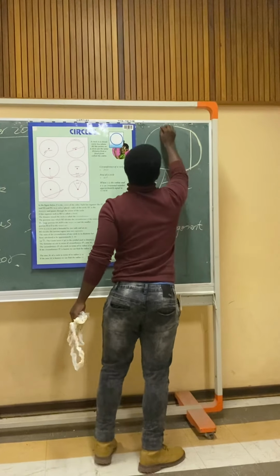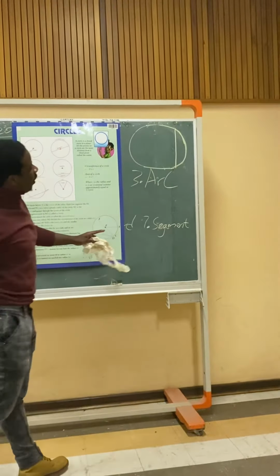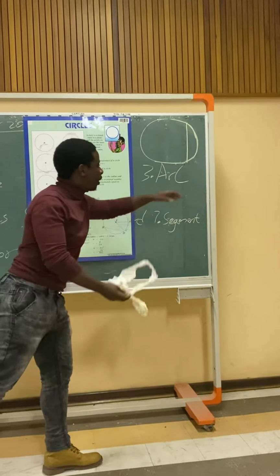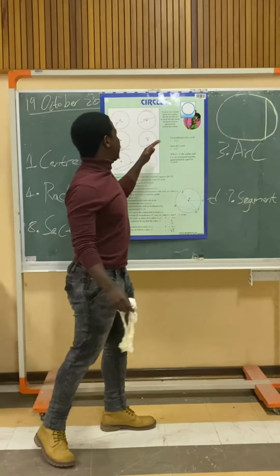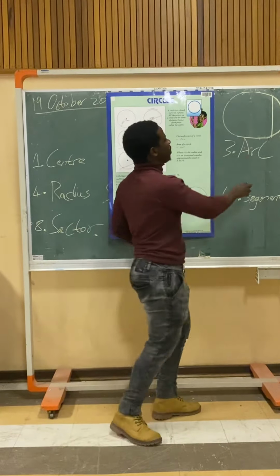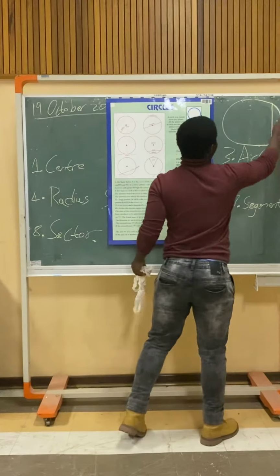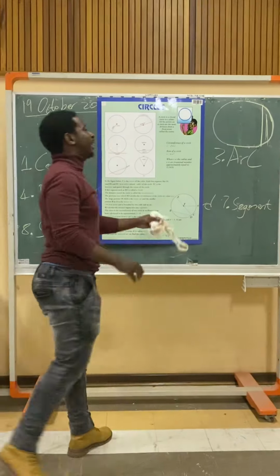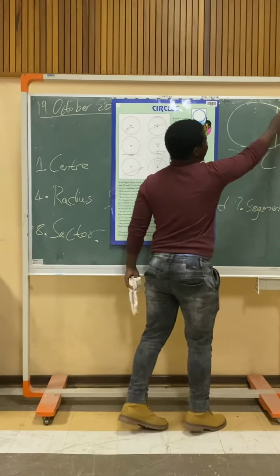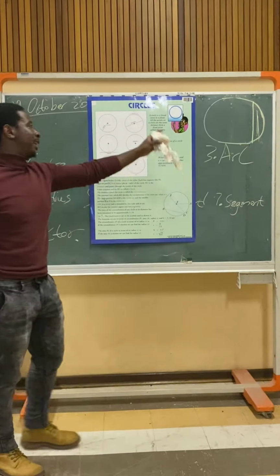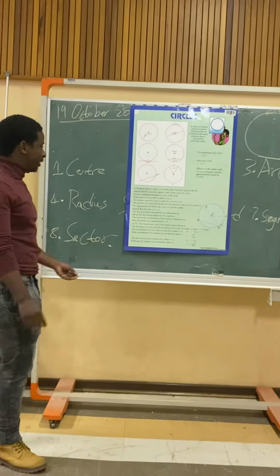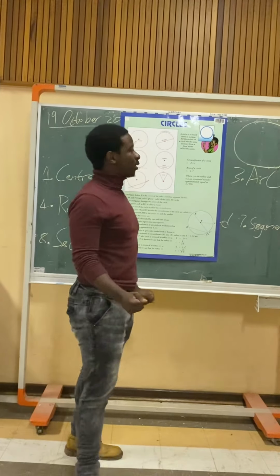So it's from one point of the circumference to another point of the circumference. It is not a diameter because it doesn't go through the center. So this section is created by a chord, because this line we say it's a chord. Then this section we say it's a segment.